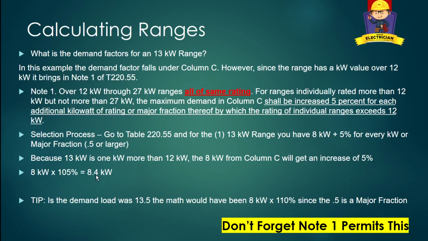But in this case it wasn't. It was 13, which is 1 kilowatt larger than 12. So it's 8 kW times 105% equals 8.4 kilowatts. Now I could have also gone 8 kilowatts times 5%, so 8 kilowatts times 5% equals 0.4. And then I could have added that 0.4 to the 8 kilowatts and we would have got the same value. It just really depends on how you want to do your math. That's up to you. I like to do it this way. I like to add my percentages to the 100% value.